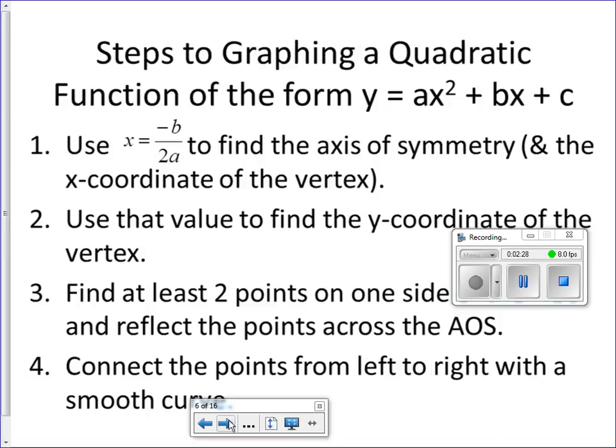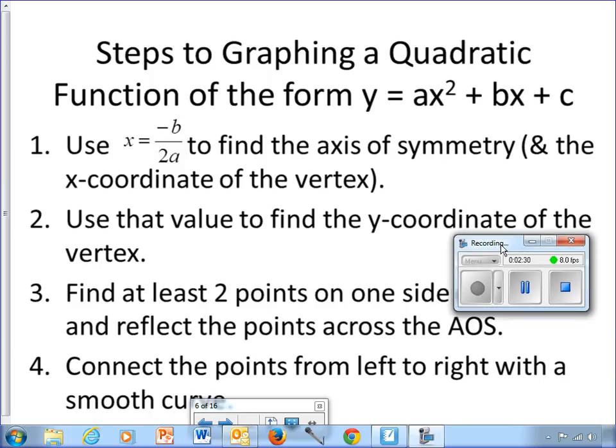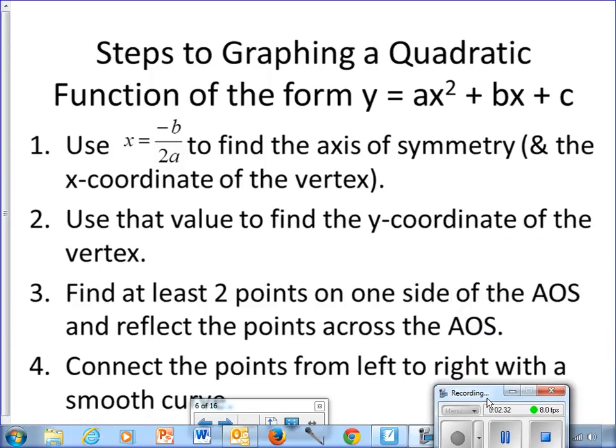All right, so here are the steps to graphing. Our first step to graph a quadratic function in the form where we have all three terms, ax squared plus bx plus c, is to use the formula x equals negative b over 2a to find the axis of symmetry. And by doing this, we are also finding the x-coordinate of our vertex.